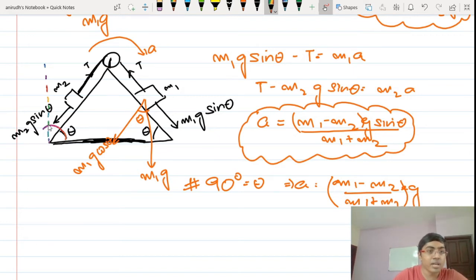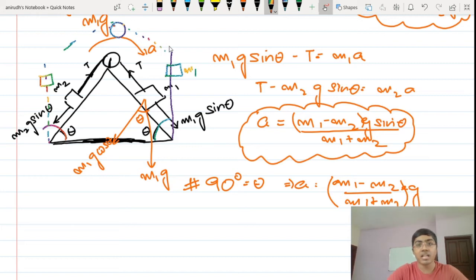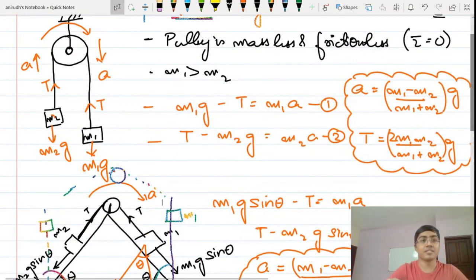Now this big one is the theta, and that will be equal to 90 degrees, and your mass m2 is actually vertical. Similarly, if theta is equal to 90 degrees in this direction also, then my mass m1 is vertical and my pulley is over here somewhere. So this is actually going across the pulley. That means I have just derived the equation for the previous condition.